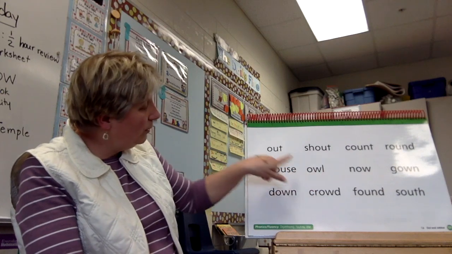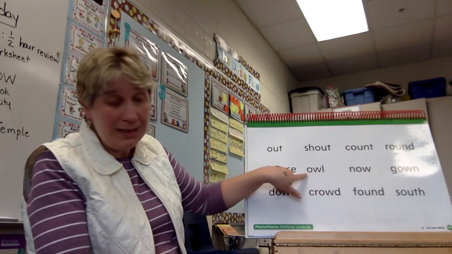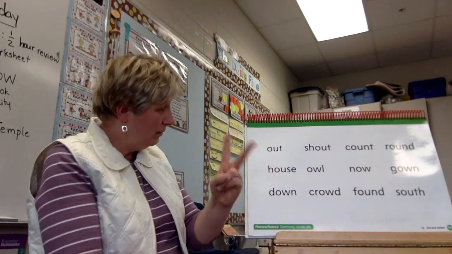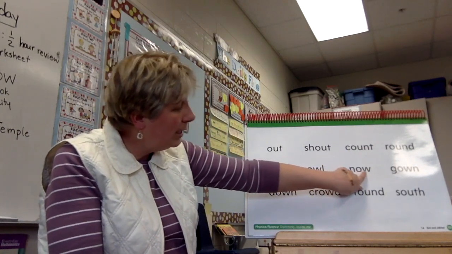Oh, here's O-W. We've done O-U. Now we're going to do O-W. Here we go. Let's try it. It makes one sound, the O-W. Owl. Owl. 2 claps, 2 chops. Oh, here's the O-W. It's going to make one sound.